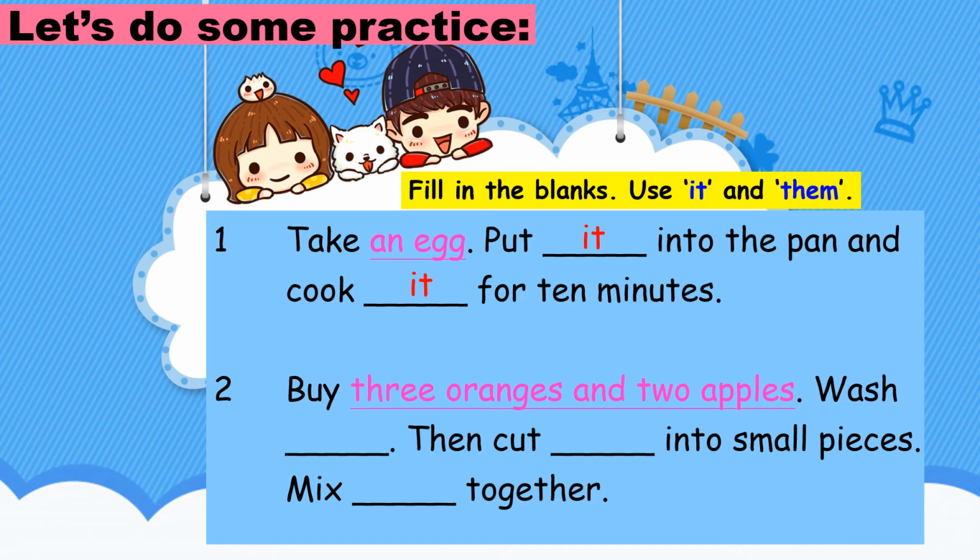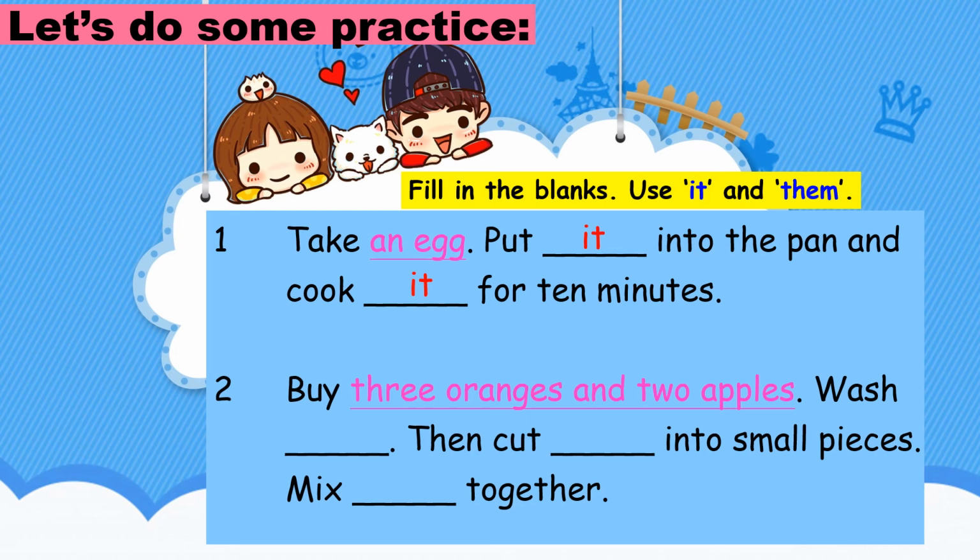Good. We're going to wash 3 oranges and 2 apples. We're going to cut 3 oranges and 2 apples. We are going to mix 3 oranges and 2 apples. 3 oranges and 2 apples are countable nouns, and there are more than one. So, which object pronouns do we need to use? It or them?